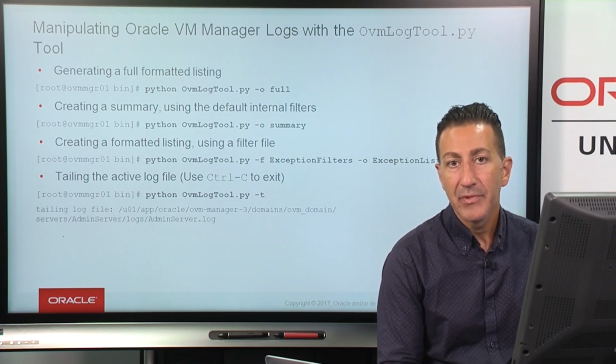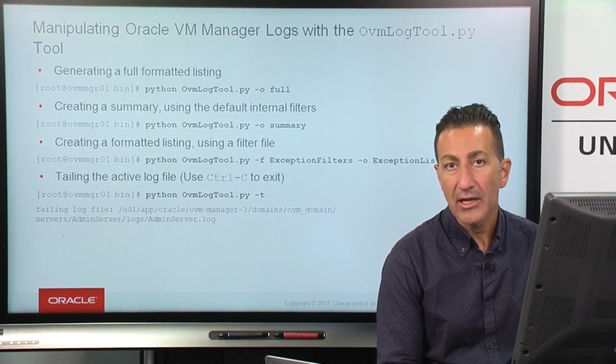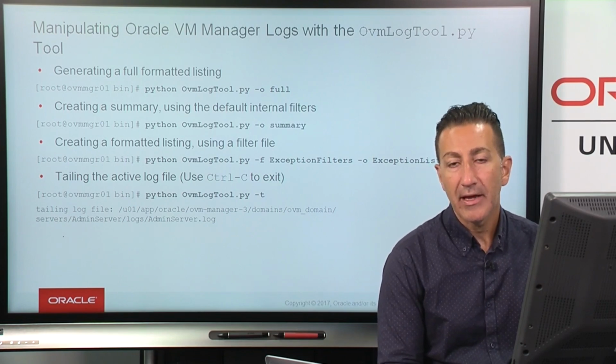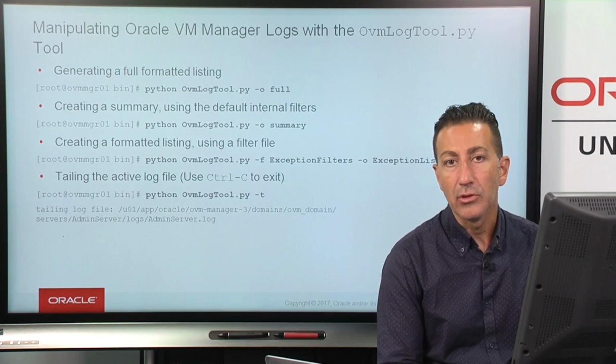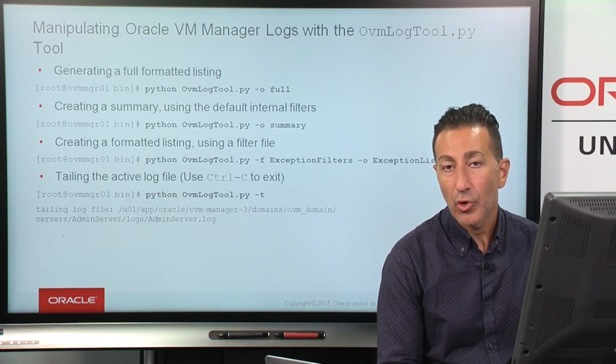Also, you could create a summary using the default internal filter. It comes with a properties file that includes exactly which events or entries in the log files are going to be extracted from all the log files and placed into this output file. So if you provide -o summary, what it does is capture all the default internal errors based on these default internal filters, and it produces a summary file. You have the option to edit the file and to specify or comment which options you want to produce by default.